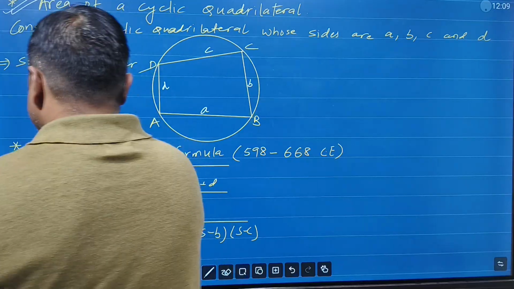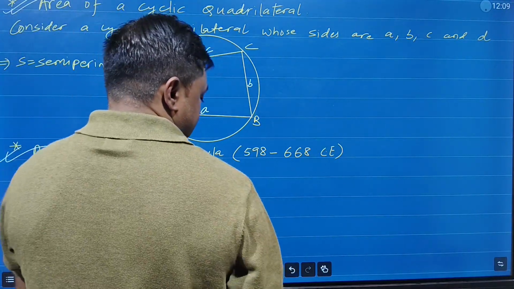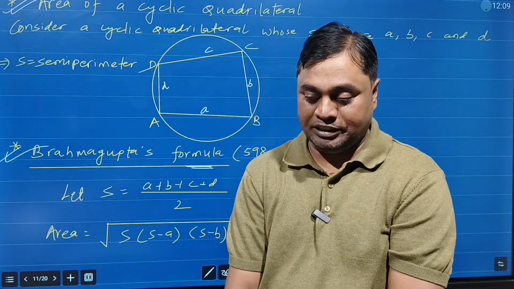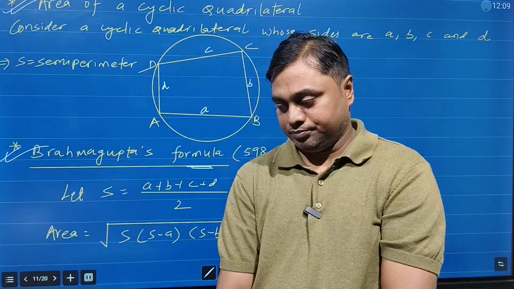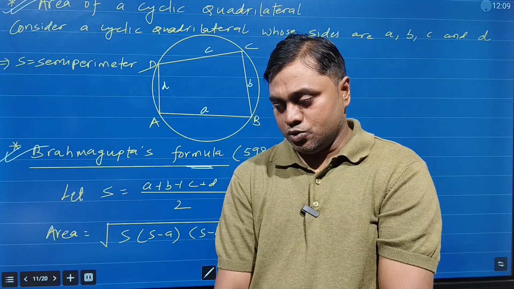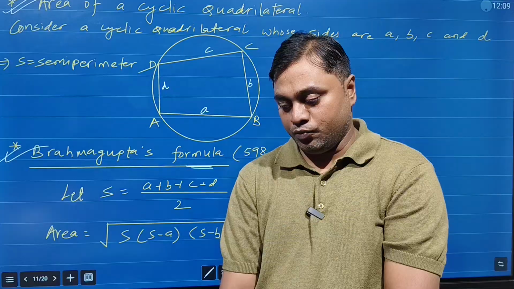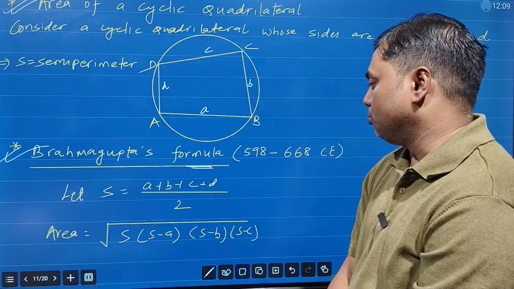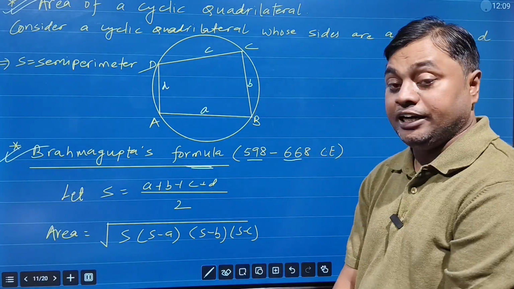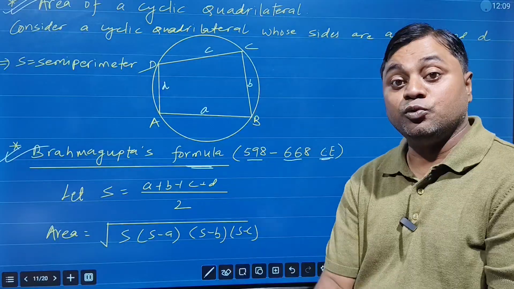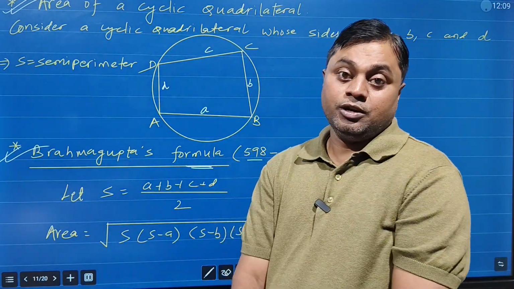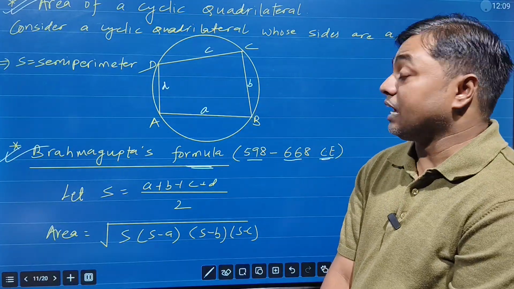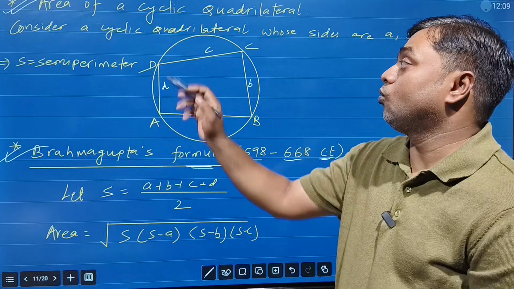One formula is there, the Brahmagupta formula, which was recently added in our textbooks. He was an Indian mathematician and astronomer. So he found the way to find the area of a cyclic quadrilateral. It is called the Brahmagupta formula, 598 to 668 CE, before the Britishers, before the Mughals. This is applicable only for a cyclic quadrilateral.